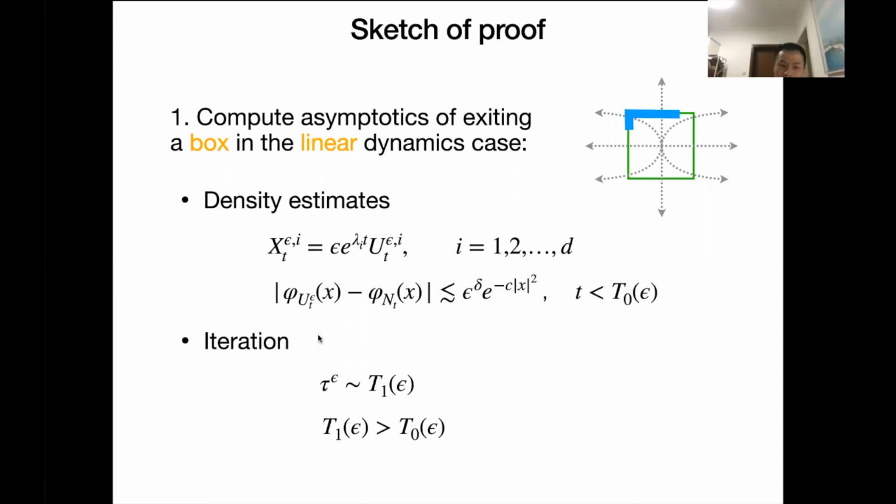That's not the end of the story, because the exit time actually scales like T1 epsilon, which is another deterministic time, but this time can be much larger than T0. So we need to do an iteration to recover the full result. Okay, so this is the first step. We just do computation in the most simple case, but already not too easy.